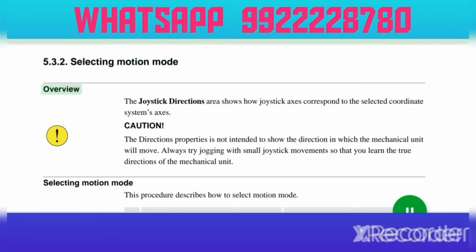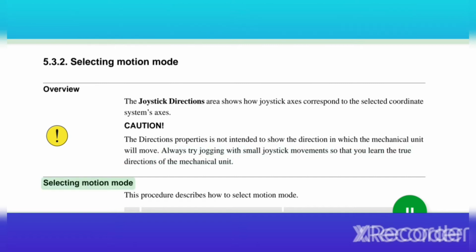5.3.2. Selecting motion mode. Overview. The joystick directions area shows how joystick axes correspond to the selected coordinate system's axes. Caution. The directions properties is not intended to show the direction in which the mechanical unit will move. Always try jogging with small joystick movements so that you learn the true directions of the mechanical unit.